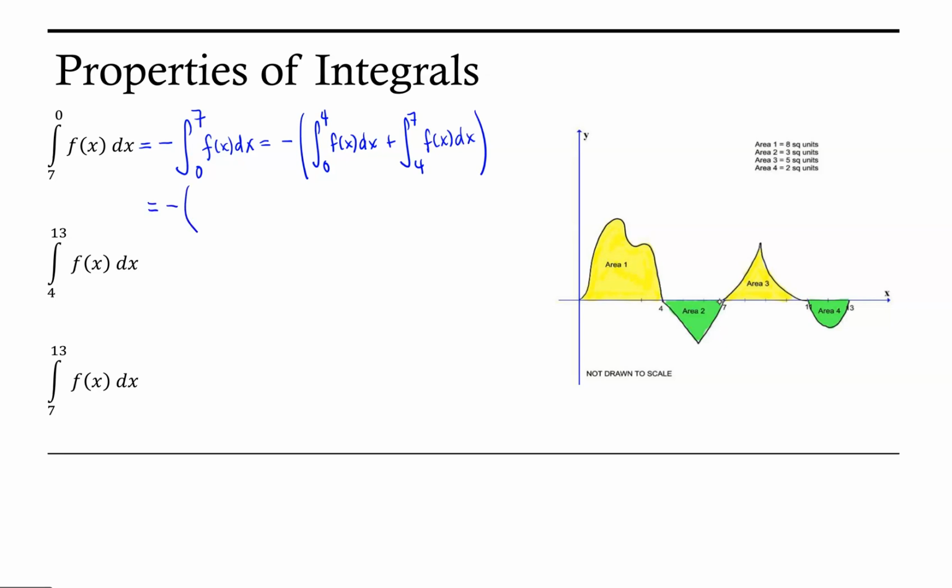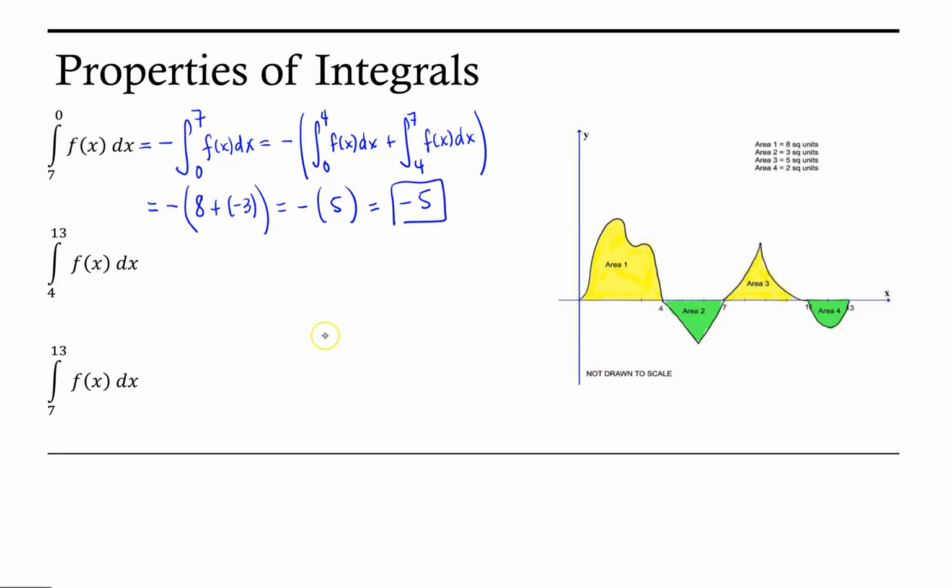So we have the opposite of. From 0 to 4, that's area 1, and we can see that that is 8. Plus, from 4 to 7, this area, which is below the x-axis, so that's going to be plus a negative 3. So 8 plus negative 3 is 5. And then we take the opposite of that. So the value of this integral is negative 5.